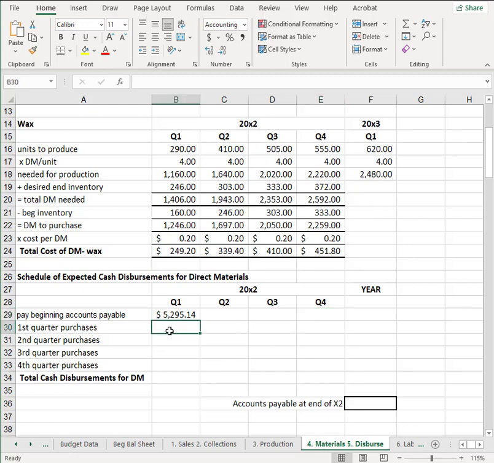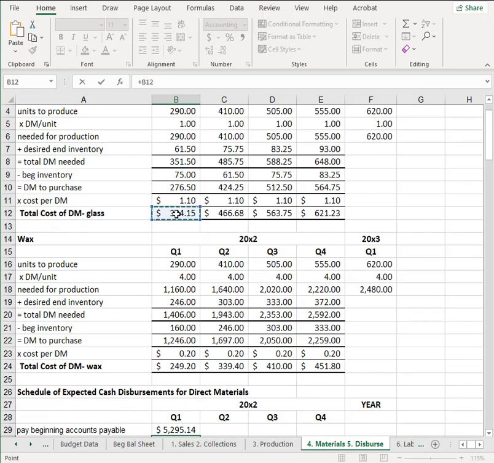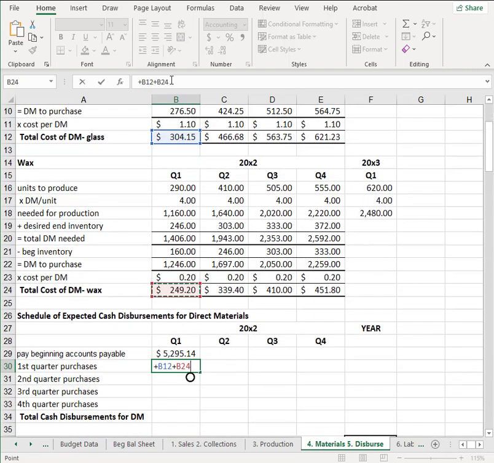All right, now let's look at the first quarter purchases. So the first quarter purchases are 304 plus the 249. I'm not typing anything in. And because of the order of operations, I'm going to have to put parentheses in there because that combined is going to be times something. If I don't put in the parentheses and I multiply, it's only going to go times the B24, not the total purchases. So I'm going to do that. So times, and now I'm going to click on the policy.